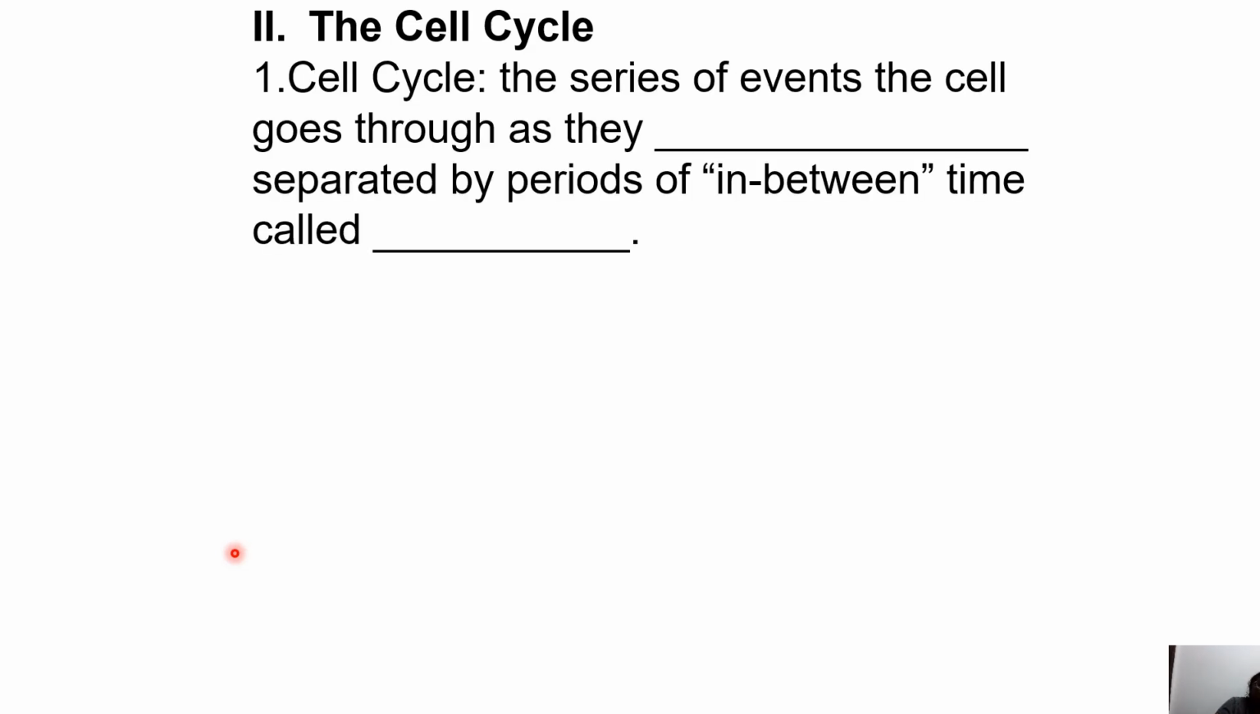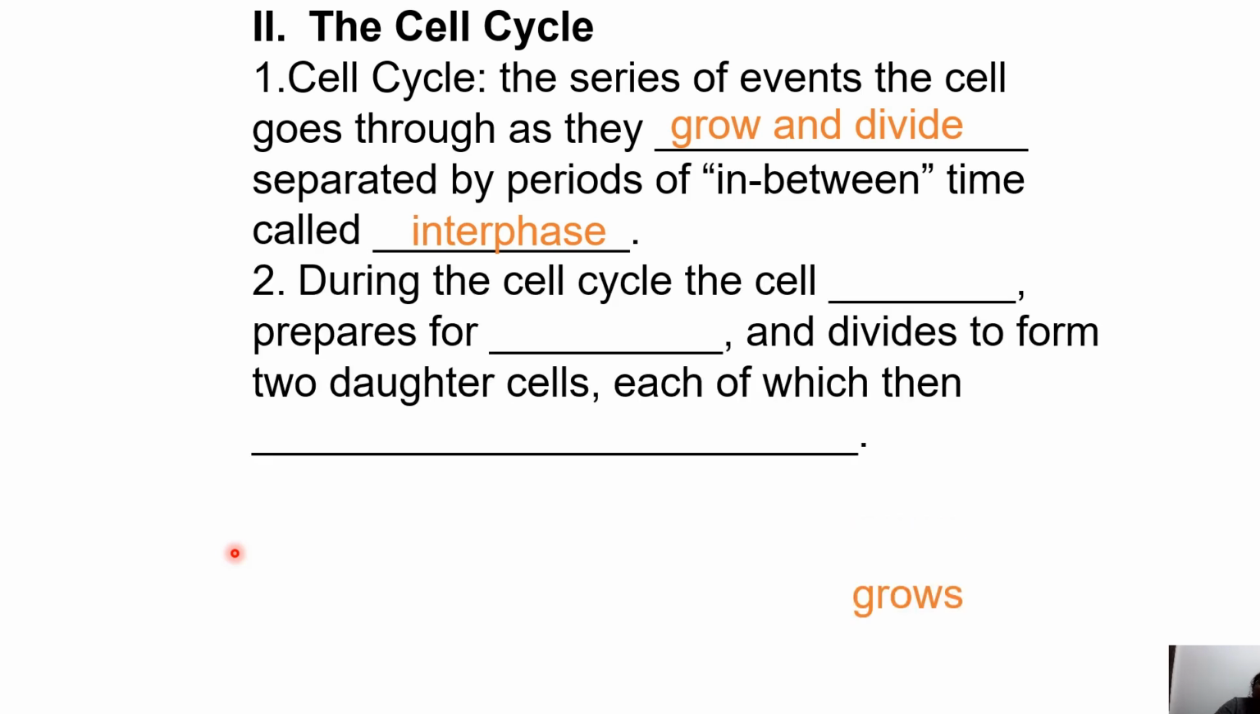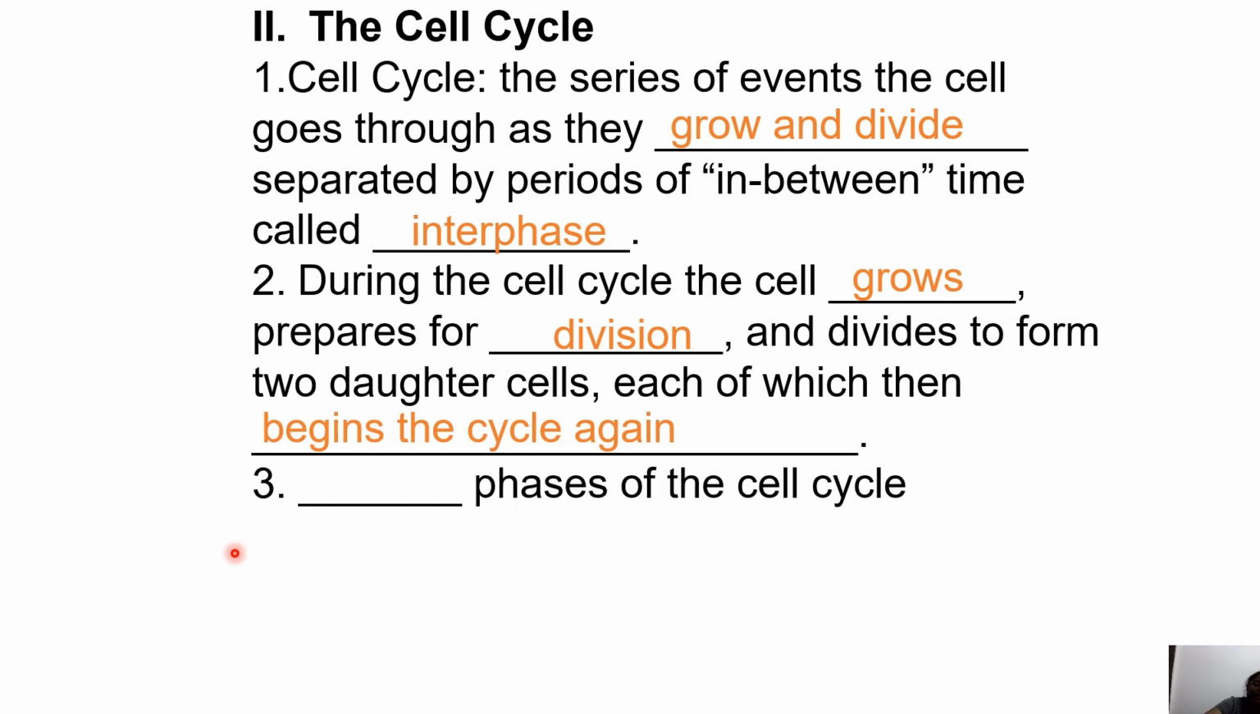Now, if we talk about the cell cycle, it's basically the series of events the cell goes through as it grows and divides, separated by periods of in-between time called interphase. During the cell cycle, the cell grows, prepares for division and divides to form two daughter cells, each of which then begins the cycle again. And there are 4 phases of the cell cycle.